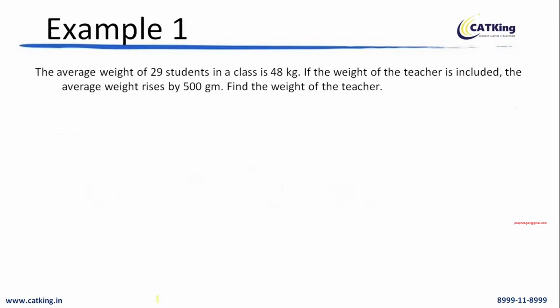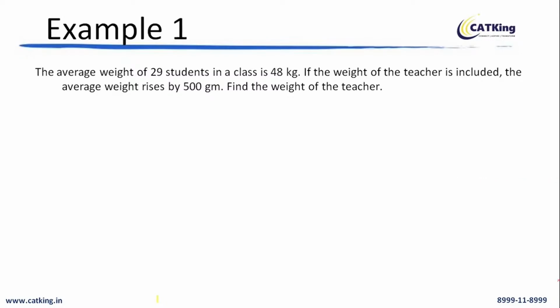The average weight of 29 students in a class is 48 kgs. Take a notebook and a pen and understand this concept very thoroughly. This is a very important concept. The average weight of 29 students in a class is 48 kgs. If the weight of the teacher is included, the average weight rises by 500 grams. 500 grams is equal to 0.5 kg. Find the weight of the teacher.